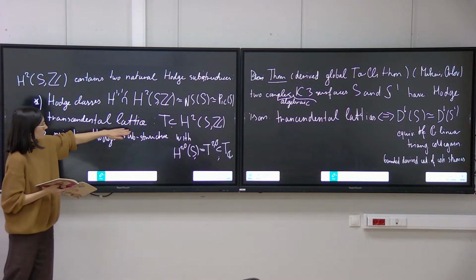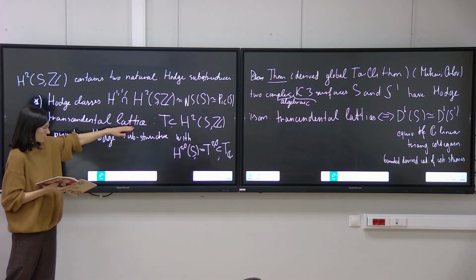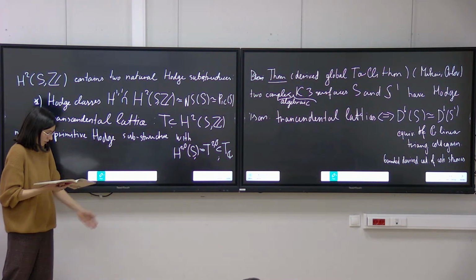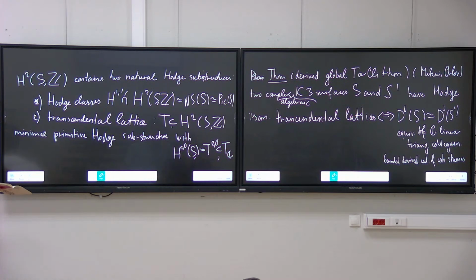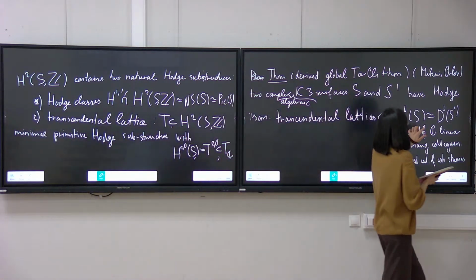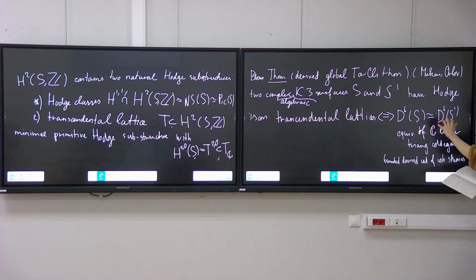The transcendental lattice doesn't. This is an important invariant, but it does not determine the surface. So there exist non-isomorphic K3 surfaces with isomorphic transcendental lattice. So there exist non-isomorphic K3 surfaces with isomorphic bounded derived categories of coherent sheaves. Okay, so this doesn't determine the whole variety, but this determines your derived category.